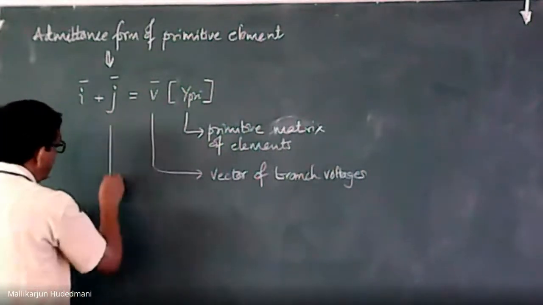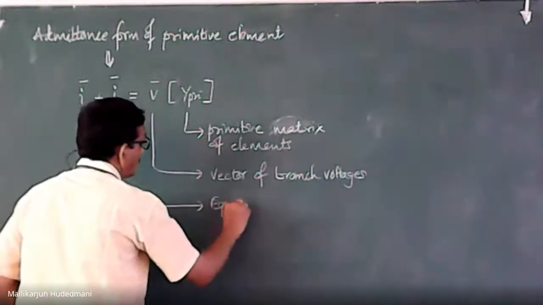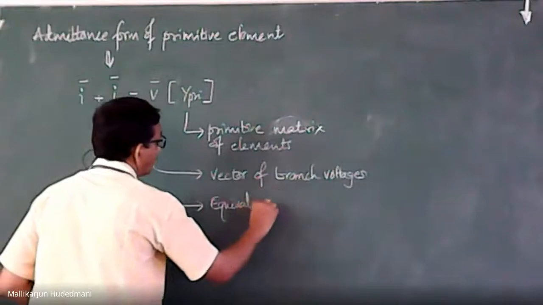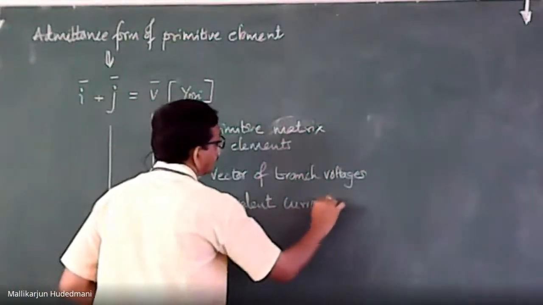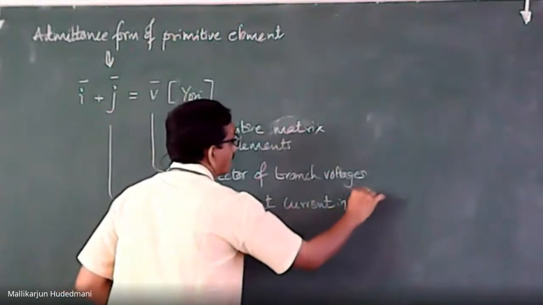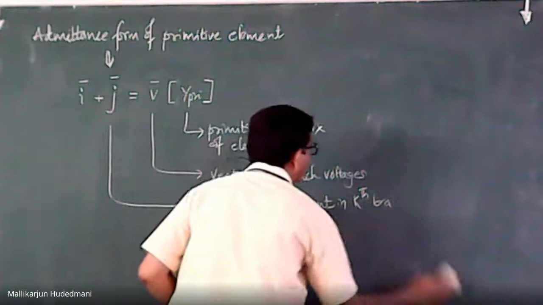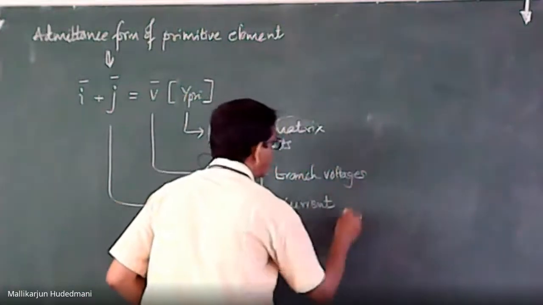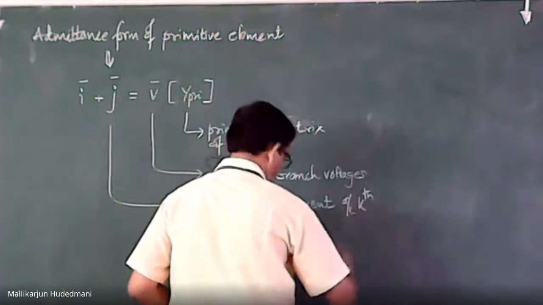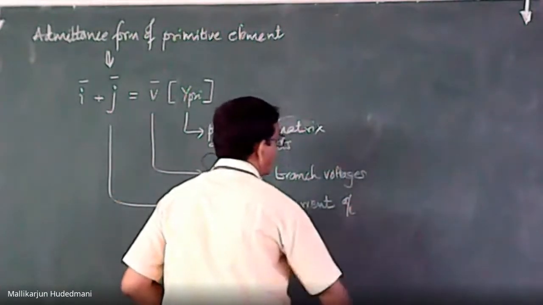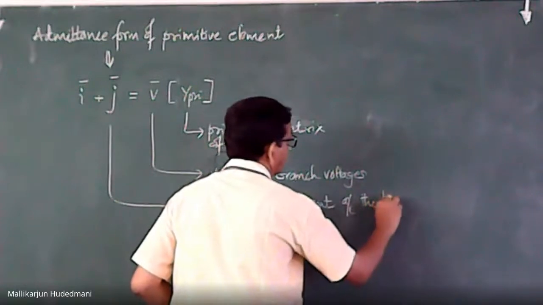So this is called equivalent current in the kth branch. I should say across. I wrote it as across. Let me write it clearly. Across the branch, because I am not writing kth branch here. Across the branch.